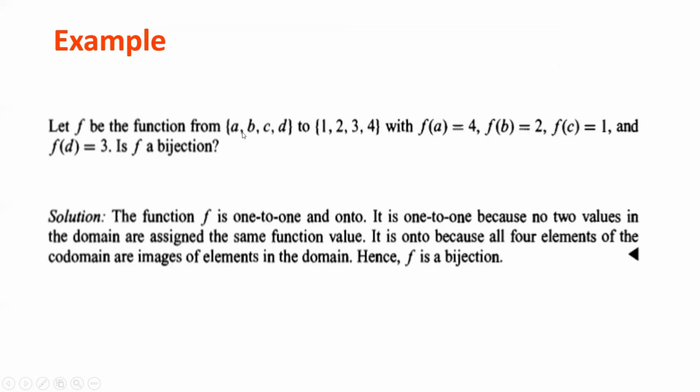So let us see. This function is one-to-one and onto. It is one-to-one because no two values in the domain are assigned the same function value. So first of all, we will check for one-to-one. One-to-one means every element of the domain is assigned a different value from the codomain. Like here, A is mapped with 4, B is mapped with 2, C is mapped with 1, and D is mapped with 3. No two elements of the domain are assigned the same value. There are different values for different elements. So this is one-to-one. All values of the codomain are mapped, so it is onto also. So this is one-to-one and onto. So this is a bijective function.